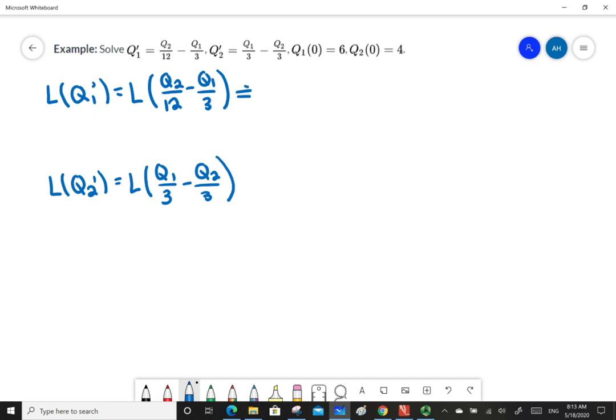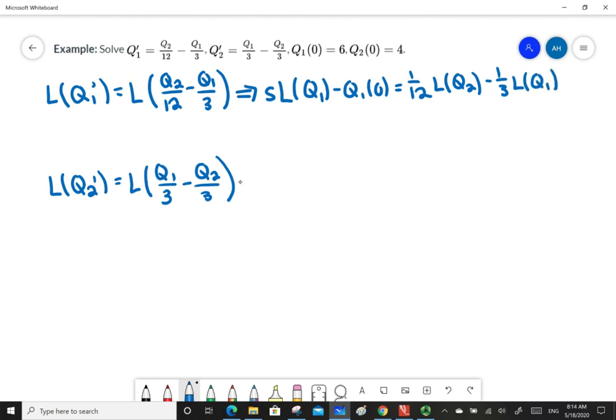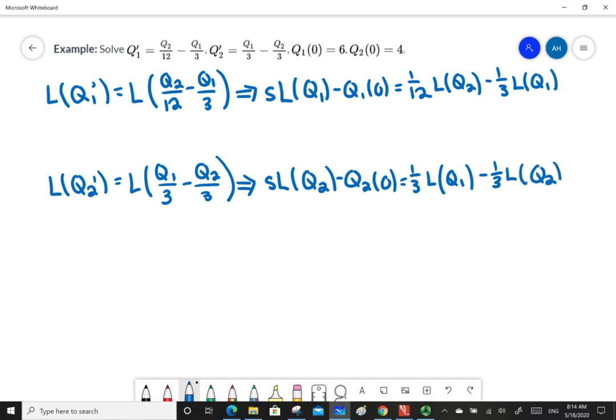So our first equation can be rewritten as s times L of Q1 minus Q1 of 0 equals 1/12 the Laplace transform of Q2 minus 1/3 the Laplace transform of Q1. And the second equation can be rewritten as s times the Laplace transform of Q2 minus Q2 of 0 equals 1/3 the Laplace transform of Q1 minus 1/3 the Laplace transform of Q2.